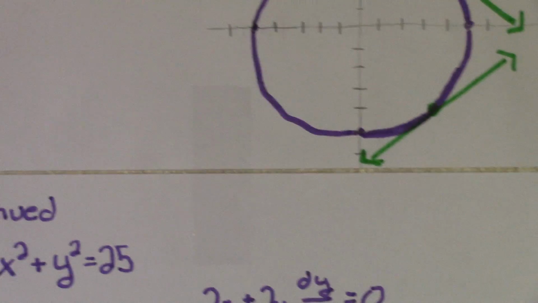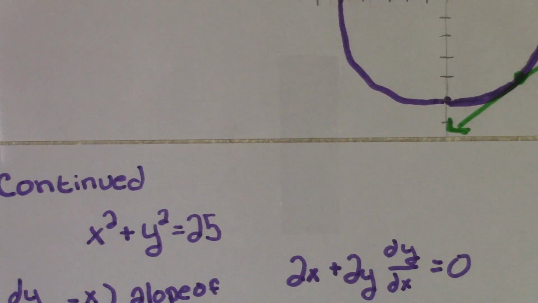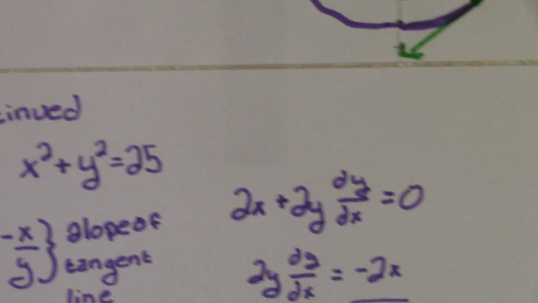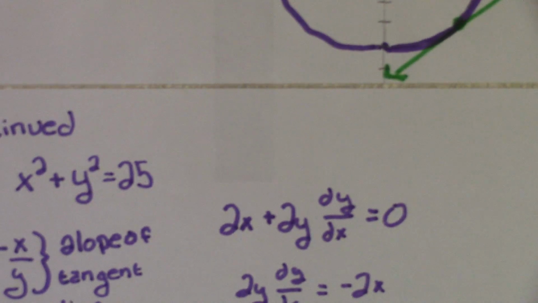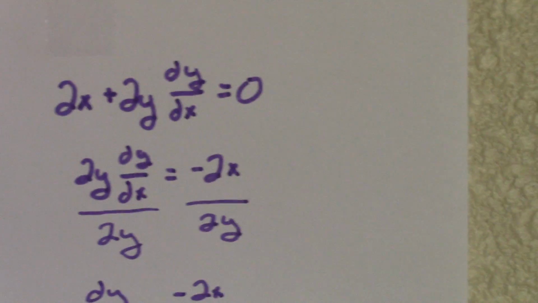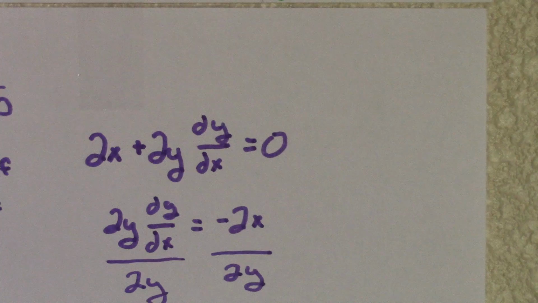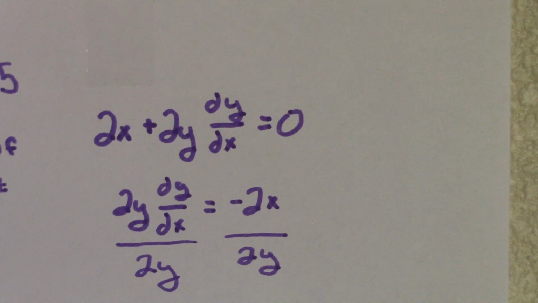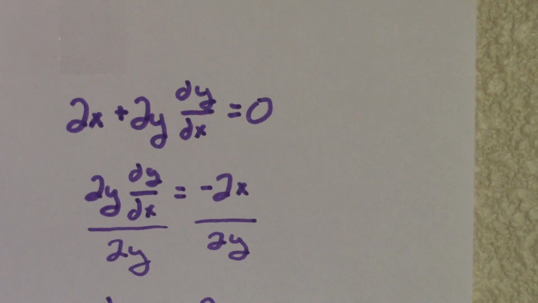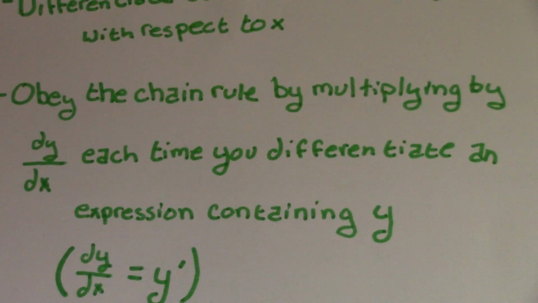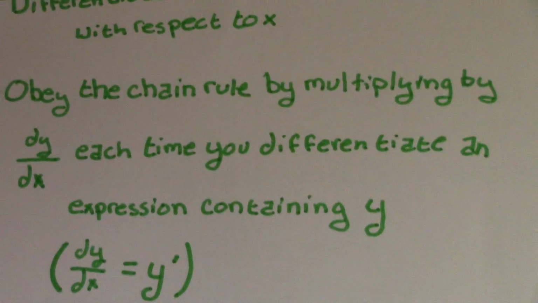Down here, we're going to solve for the slope of the tangent line. There's the original equation, and I took the derivative of it with respect to x. The derivative of x squared is 2x. The derivative of y squared would be 2y dy/dx, based on up here, where we put dy/dx each time we take the derivative of an expression containing y.